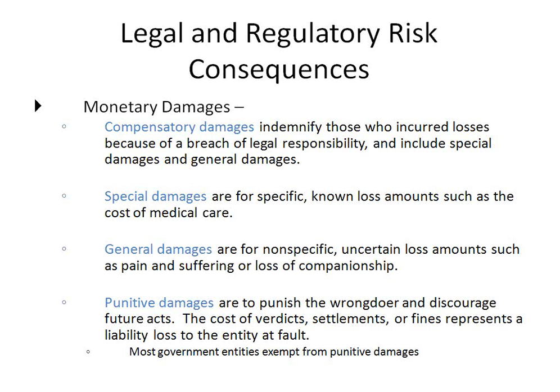So if I say, okay, this pain, all that, that's where you're going to get some of the general damage. Punitive damages are to punish the wrongdoer and discourage future acts. So the cost of verdict settlements or fines represent liability, loss, penalty, and fault. And that's usually what gets fought in courts: you might have this, but then they have punitive that's really, really high, and that's where all the fighting happens. Now, for the most part, government entities are exempt from punitive damage awards. Those cannot be awarded, at least for UC work. I know we're exempt from the punitive damage aspect.